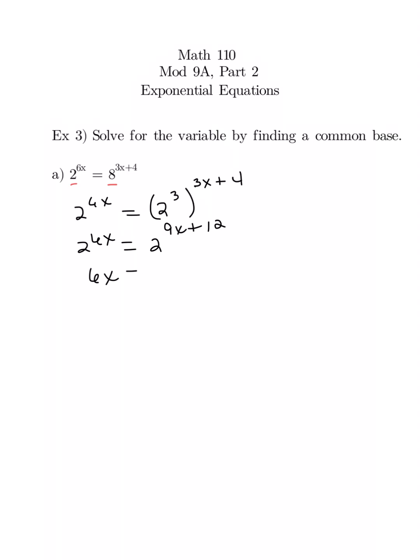6x equals 9x plus 12, and solve this equation. Subtract 9x on both sides. You'll get negative 3x equals 12. Divide both sides by negative 3, you get x equals negative 4.